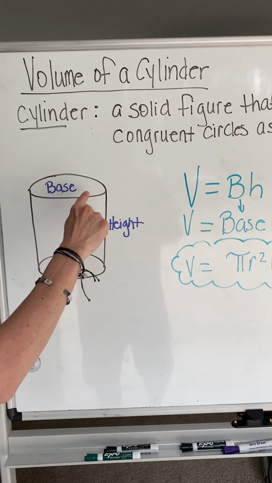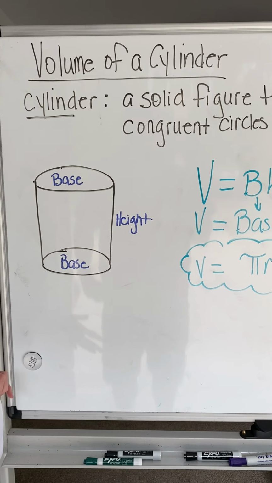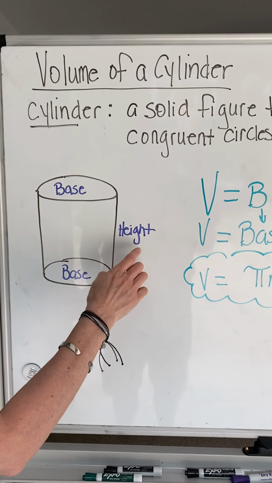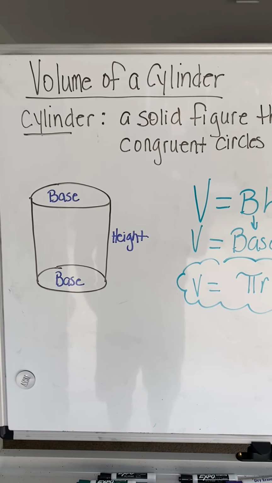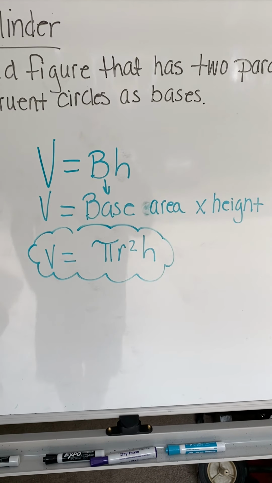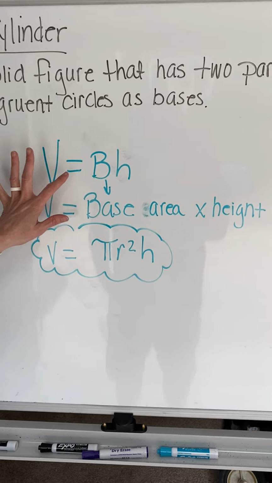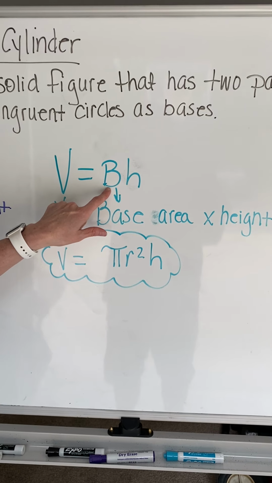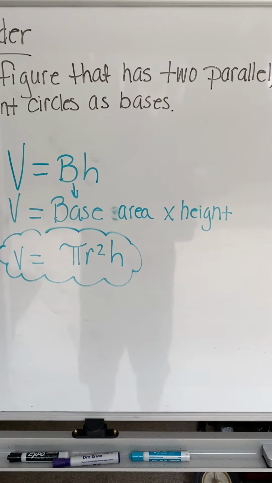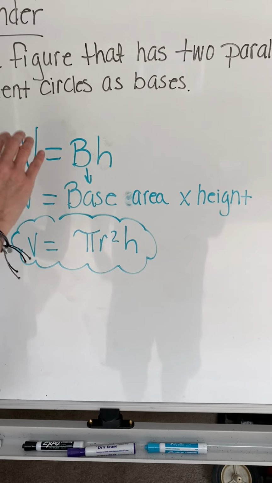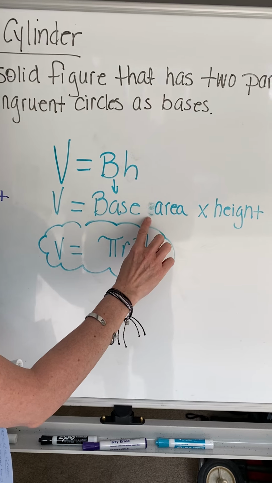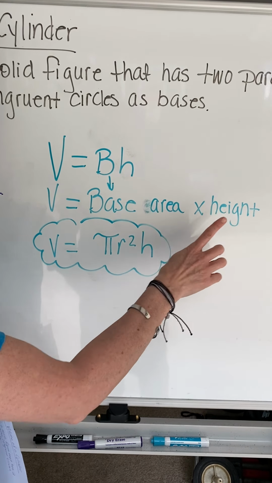When you have a cylinder, your two circles, or the top and the bottom of your can, are considered the two bases, and then the height would be the distance between those two bases. So you have a basic formula for volume. This stands for volume equals B, which stands for base area, times H, which is height. So you can break that down even further and write it out as volume equals the area of the base times the height.